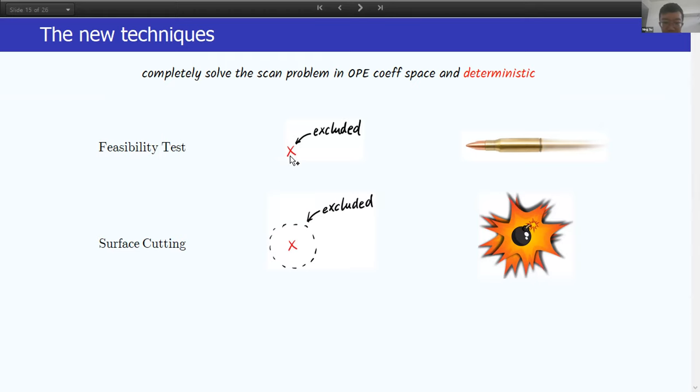So the analogy is that the feasibility test is like a bullet. We test one point and we exclude that point. The new algorithm is like a bomb. Once you test one point, it excludes a large space. So it's much more efficient.